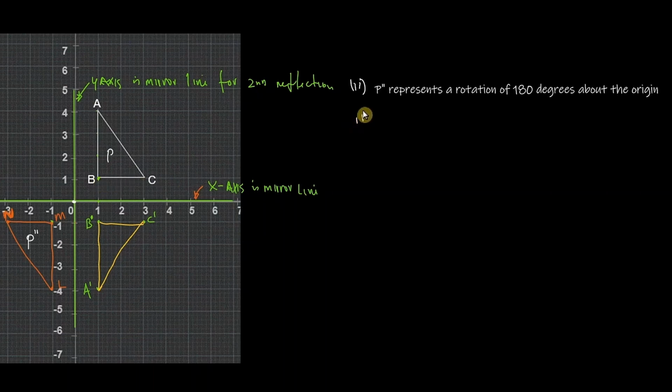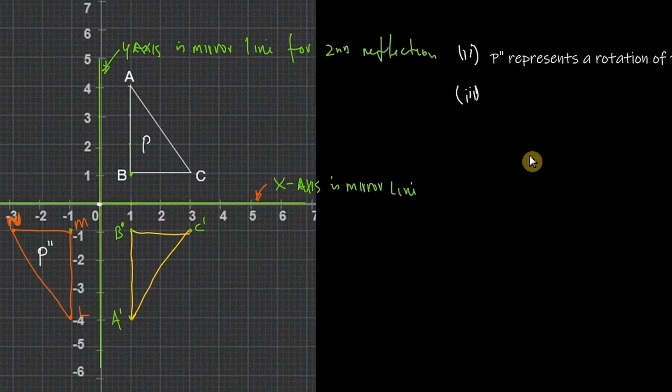Part 3 of this question is asking us to state the 2x2 transformation matrix that will map P onto P prime, and that is -1, 0, 0, -1.